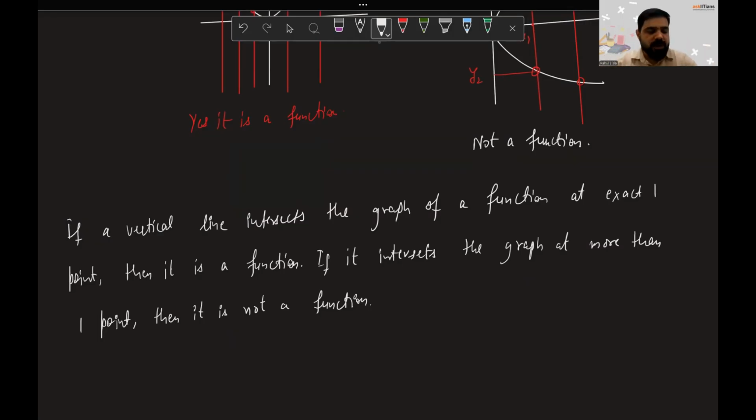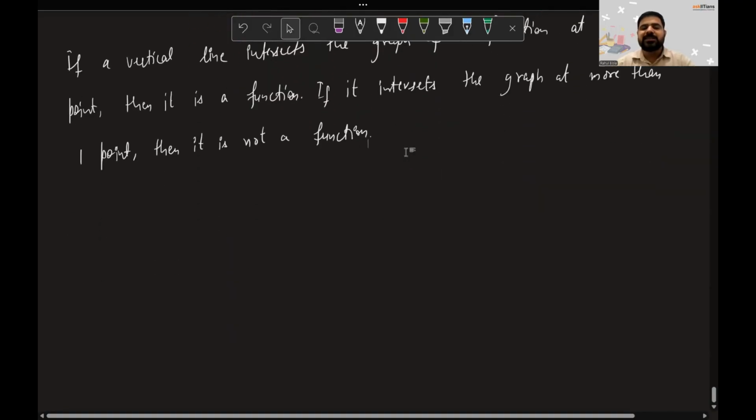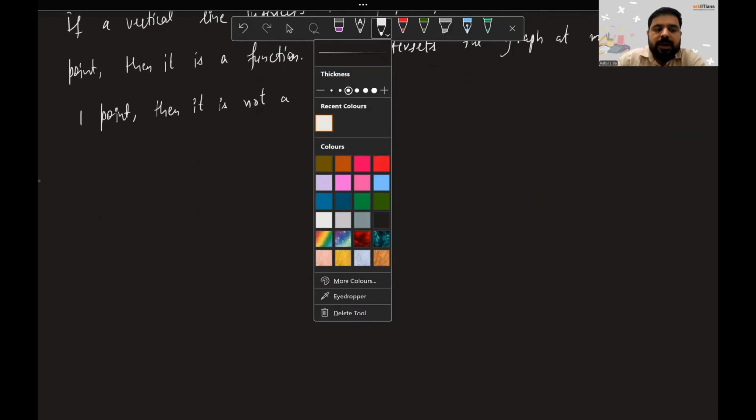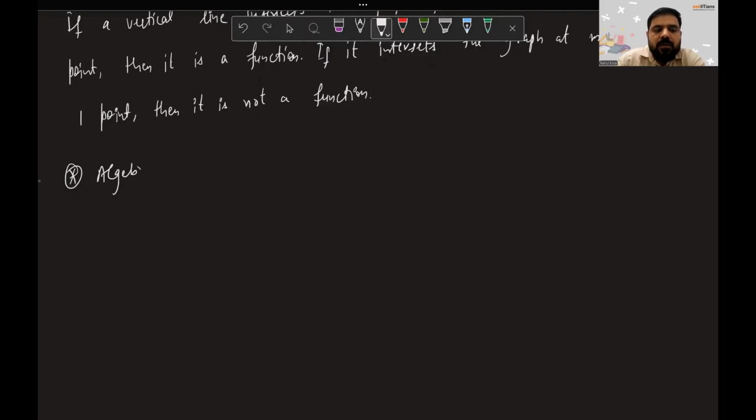So next important thing that we'll be having is algebra of functions. Next topic that we'll be having here is algebra of functions. What exactly this is, is a very theoretical part. This thing you should be knowing.